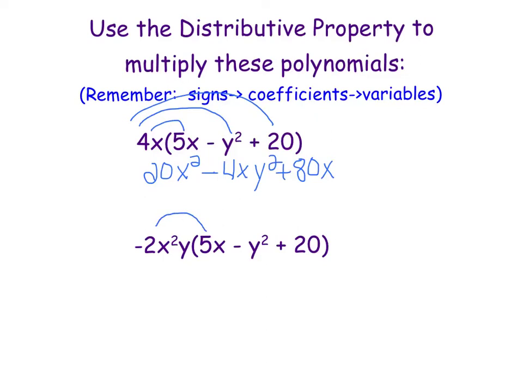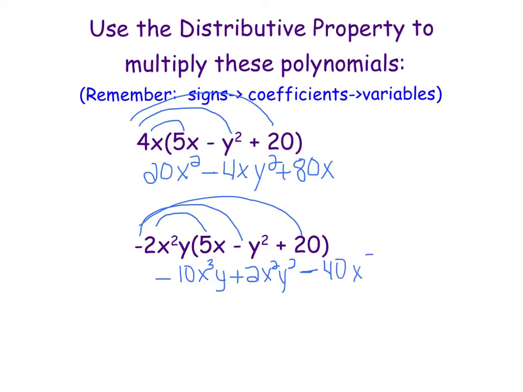This one is a little bit more complicated because there is more to multiply. So negative times a positive is a negative. 2 times 5 is 10. X squared times x is x to the third, y. And then here, the next one, negative times a negative is a positive, 2x squared, y squared. And then the last one, negative times a positive is a negative, so we could put plus a negative, but we don't like our double signs. 2 times 20 is 40, and then there aren't any other variables, so we just rewrite x squared, y.